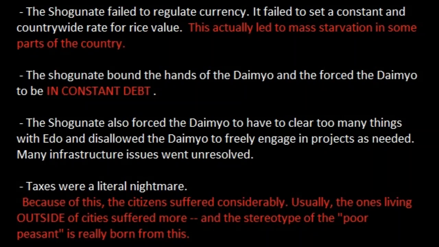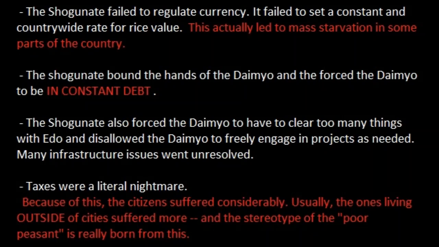Because of these kinds of things, the citizens of the Edo period suffered considerably, and it was usually the ones living outside of the cities, outside of the urban areas, who suffered more. And this is where the stereotype of the poor country bumpkin peasant is born from. This is really where this comes from.